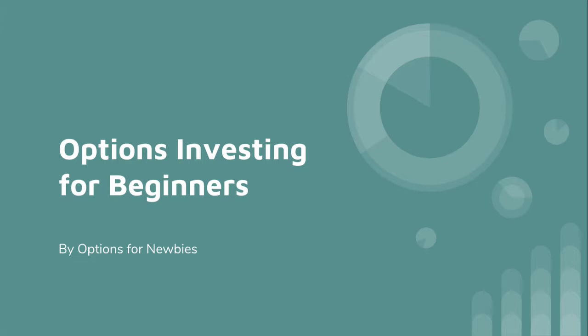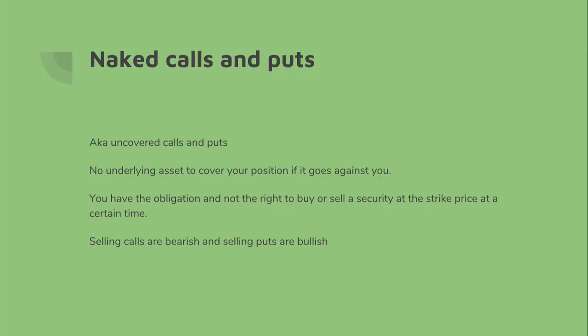So today's topic, we're going to cover naked calls and naked puts. They're also known as uncovered calls and puts. With these instruments, essentially there's no underlying asset to cover your position, hence the word naked. So if your position goes against you, there's nothing to mitigate your losses. You have the obligation, and not the right, to buy or sell a security at the strike price at a certain time.